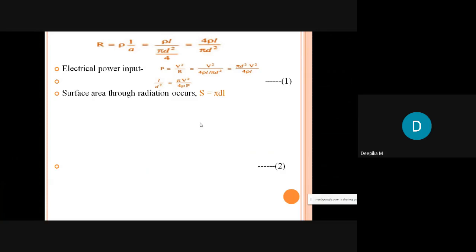And the surface area through which the radiation occurs can be written as S = pi dl. So the surface area of the circular wire is found by the formula S = pi dl. The heat dissipated through the surface area is what? In Stefan's law you have seen it is watt per meter square, so per square meter we know the heat dissipated. Here we have to take the whole surface area, so it becomes pi dl into H.